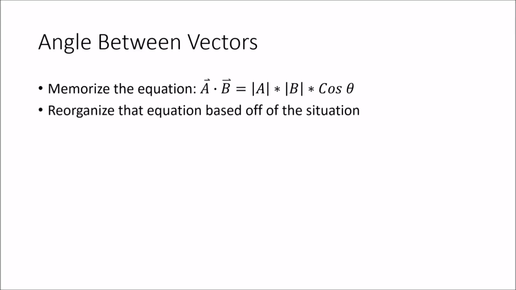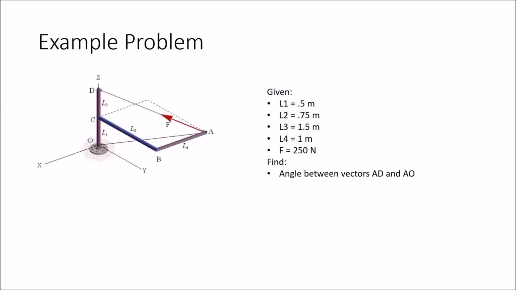Then you can take that equation and reorganize it in a way that best fits your circumstances. For example, if we want to find the angle between the two vectors, we can divide the magnitudes that are multiplied over to under the dot product, and then we can take the cosine inverse and we get the angle between the two vectors. Here is an example problem that we are going to be working on.